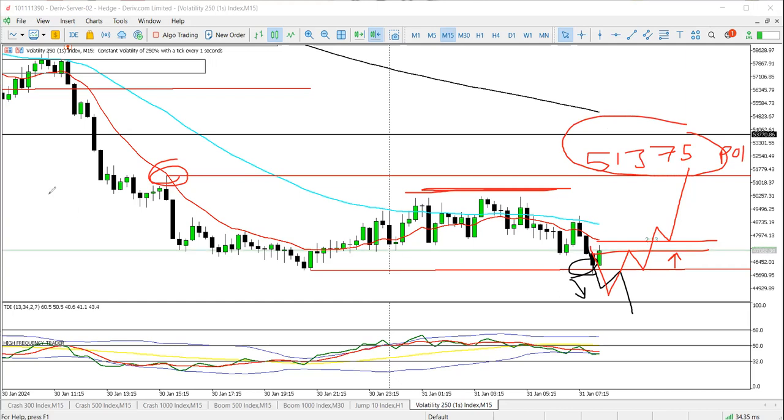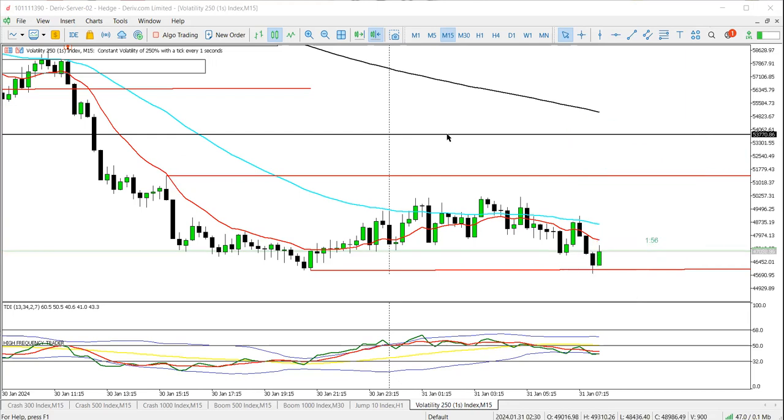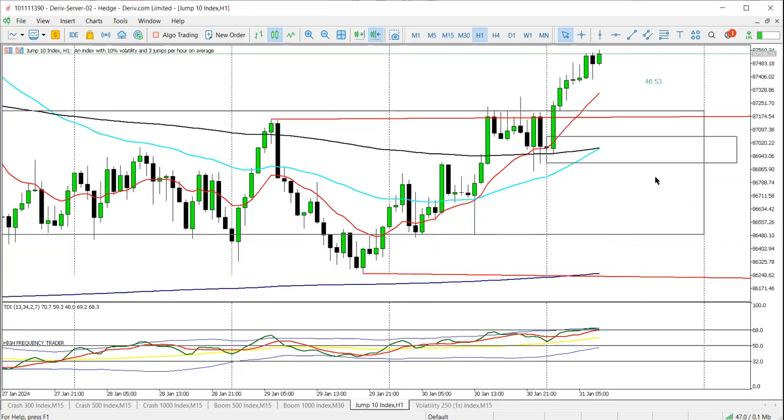But if we do break below yesterday's lows, then I'm expecting price to potentially push down. As long as they show a continuation pattern to the downside, we should be able to get a good sell. So those are the two potential moves today. J10, I remember yesterday it was in the range and we just kept it simple.